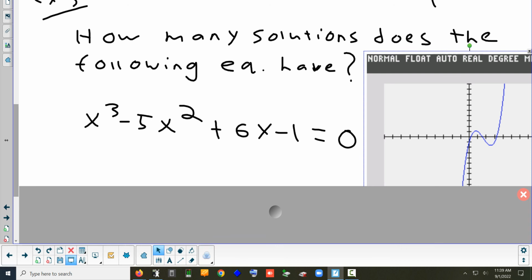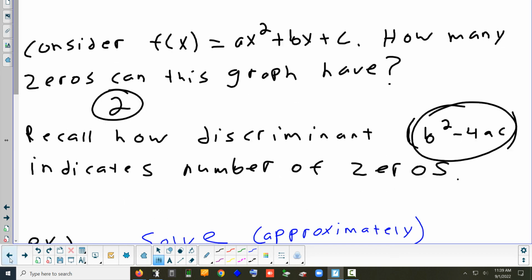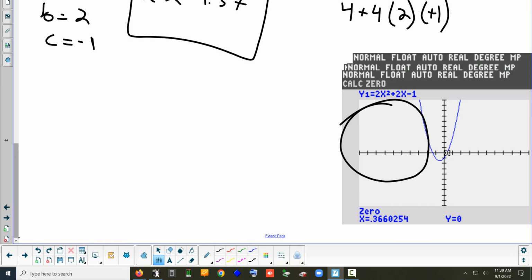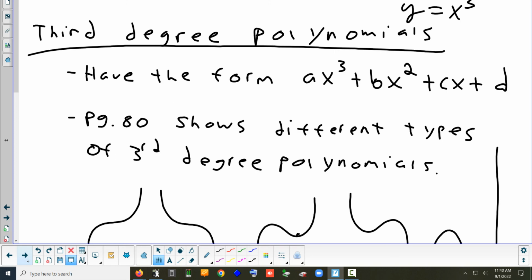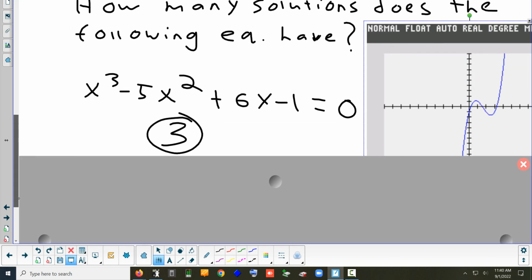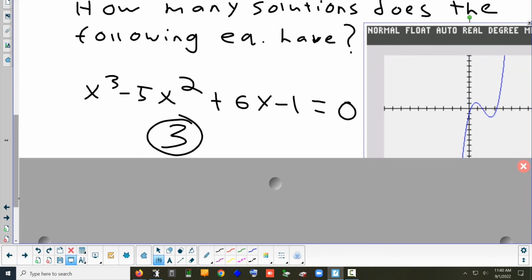Three. Yep. Is there any question on how you would find any of them? You'd have to do them all one at a time? Yeah. But it would be just like we did on this one, where I calculated the zero. Except this time I had to do it twice. On this one, you would have to do it three times. Any question on how to find a root or a zero?